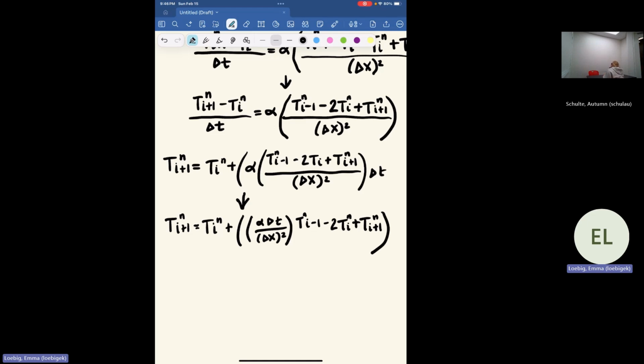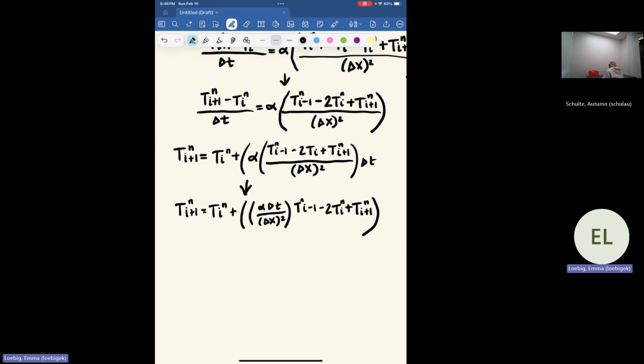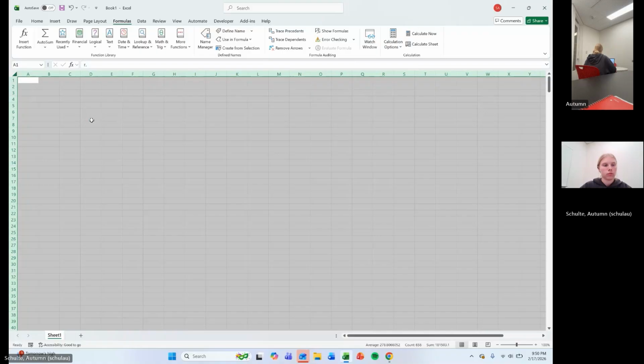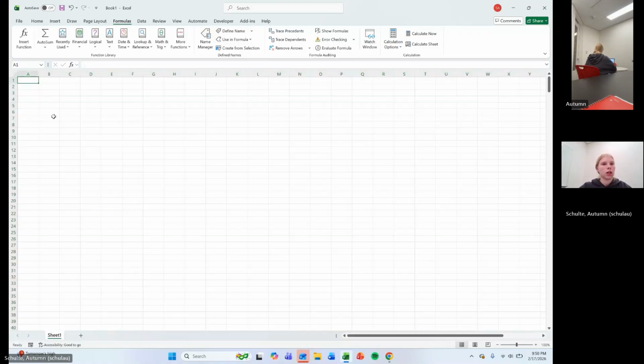Now we are going to model this in Excel. Okay, so now I want to model the equation we found for heat diffusion using finite differencing in Excel. So I'm going to make this variable r dot as our thermal diffusivity and give this a value of 0.1.